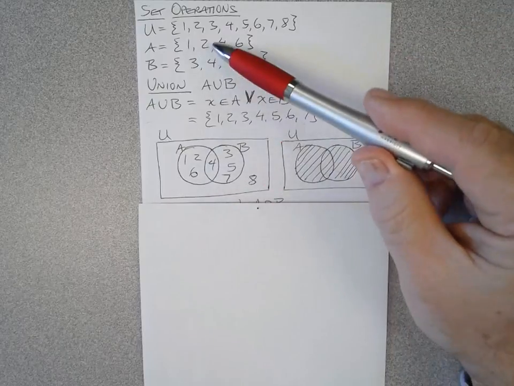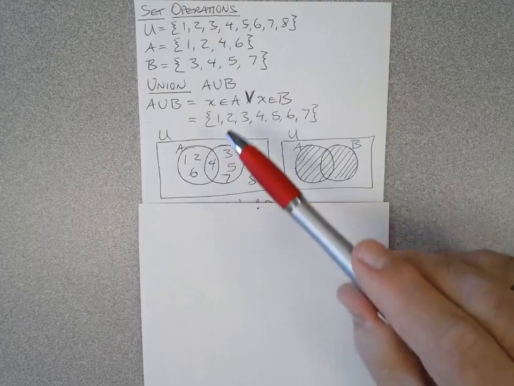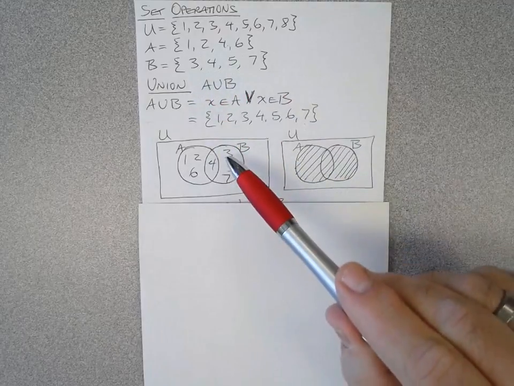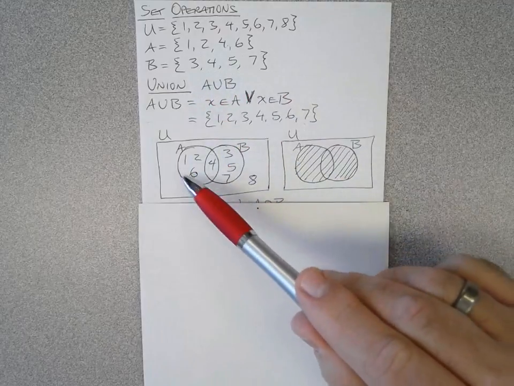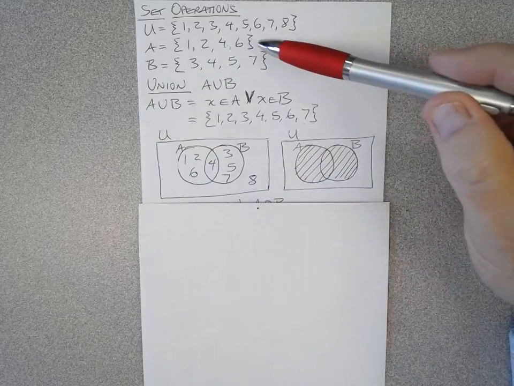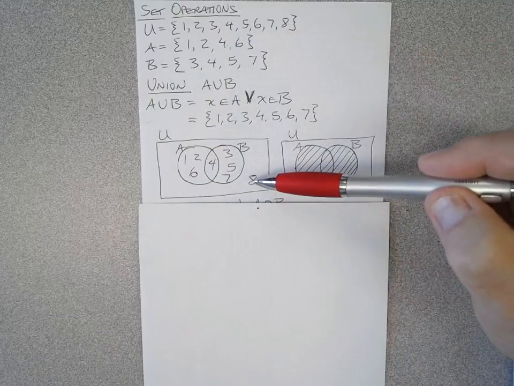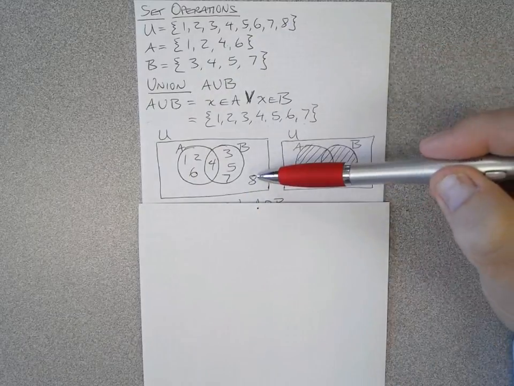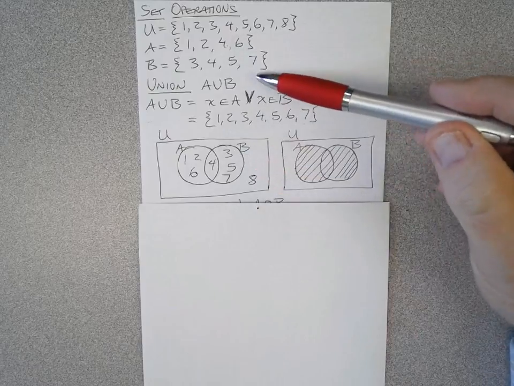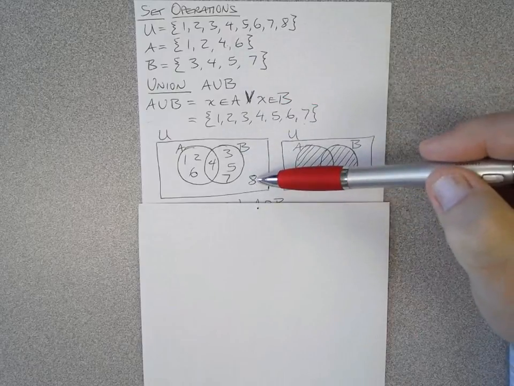And so in this case, 1, 2, 4, 6 and 3, 4, 5, 7 represent the relationship between the two sets. And then 8 is a part of the universal set, but not a part of either one of the sets, so we put that out here.